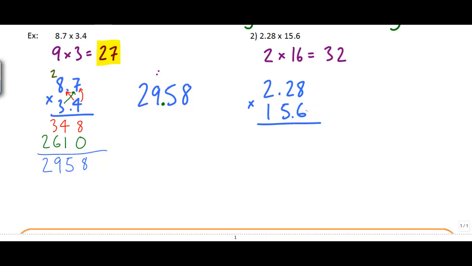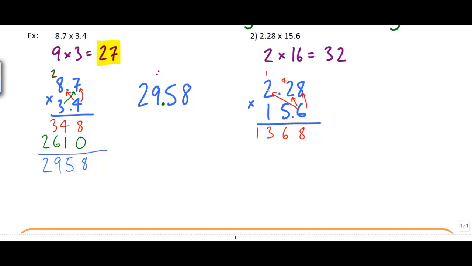So we're going to start off with this first digit here. We're going to multiply 6 times 8. 6 times 8 is 48. So put the little 4 up there. And then 6 times 2 is 12. Plus 4 is 16, which means I need to carry a 1 over here. And then 6 times 2 is 12 again. Plus 1 is 13.